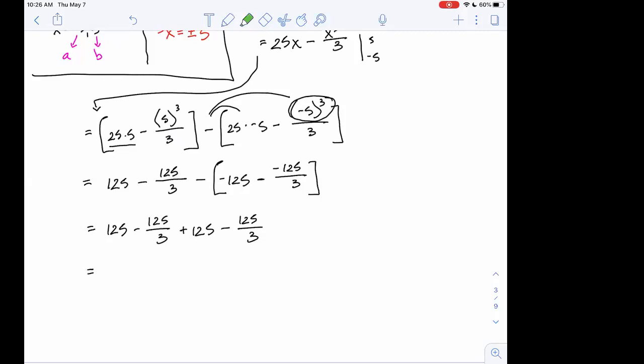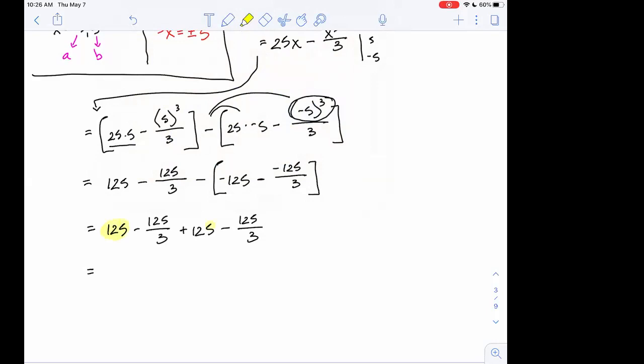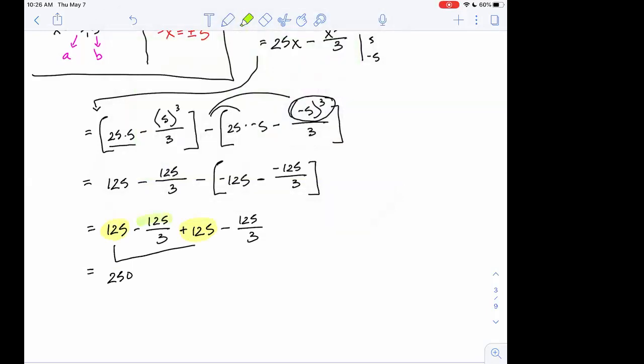Now, from here, I think it's a little bit more clear what like terms I have. So 125 and 125 are both whole numbers. So I'm going to combine those together and I'm going to get 250. Separately, negative 125 over 3 and negative 125 over 3, they're both fractions, but more significantly, they're both fractions with the same denominator, which means that I can combine them fairly easily because I don't need to change the denominator.